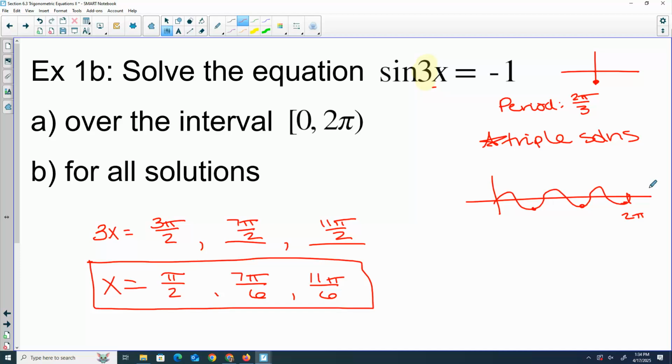so that's why we have triple the answers. There are other ways I can figure this out, but I don't want to confuse you. So do you understand this way? We'll just do them like that. All of these are between 0 and 2 pi. So that's our answer for part A.